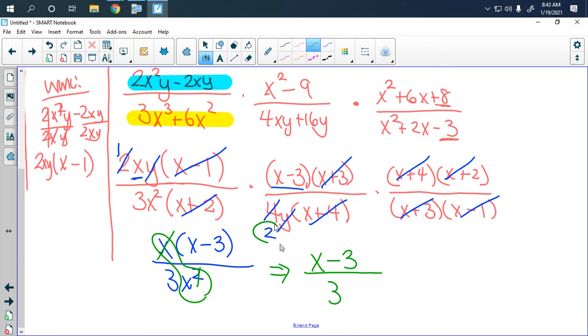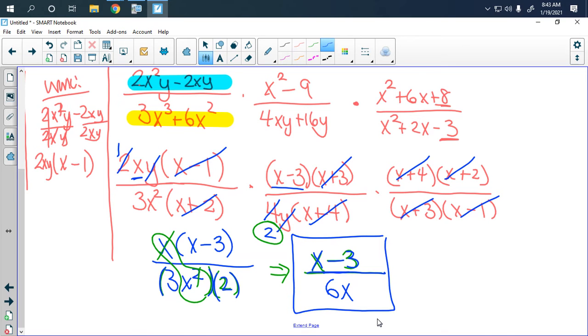3x, and I forgot this 2 before, so this would be, let me put that in blue. So now I can multiply that 3 times 2 together to leave me with 6x. So final answer, x minus 3 over 6x.